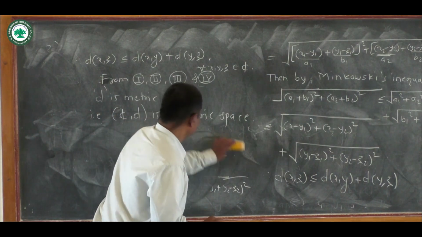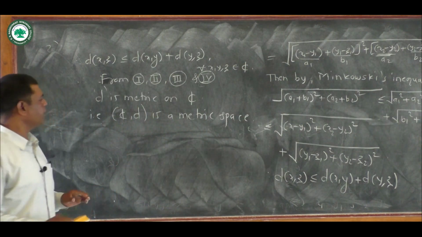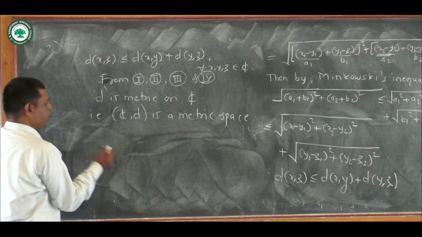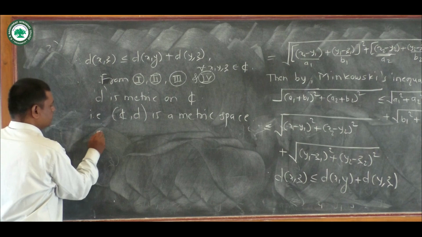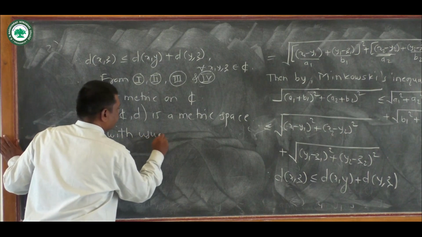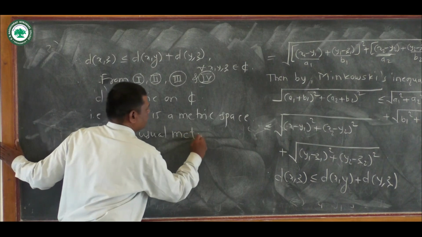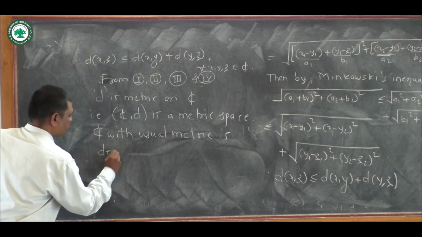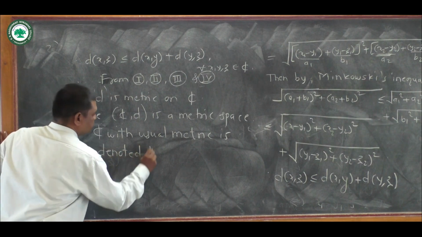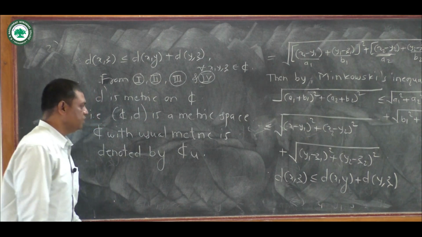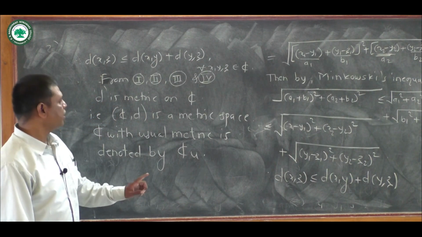And now d of x, y is equal to mod of x minus y is the usual metric. Therefore C with the usual metric is denoted by C_U, and it is also called the usual metric space.